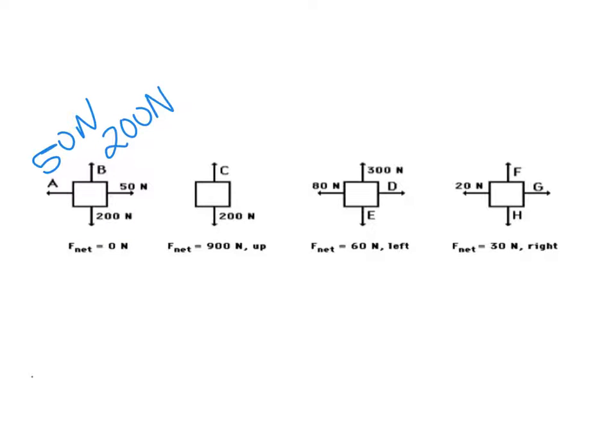Right. For the second diagram, you are only given your net force of 900 newtons up. So since your net force is up, the up arrow, or C in this case, needs to be greater than the arrow going down. And the difference between the two needs to be 900. So you would simply add 900 plus 200, and you would get 1100.